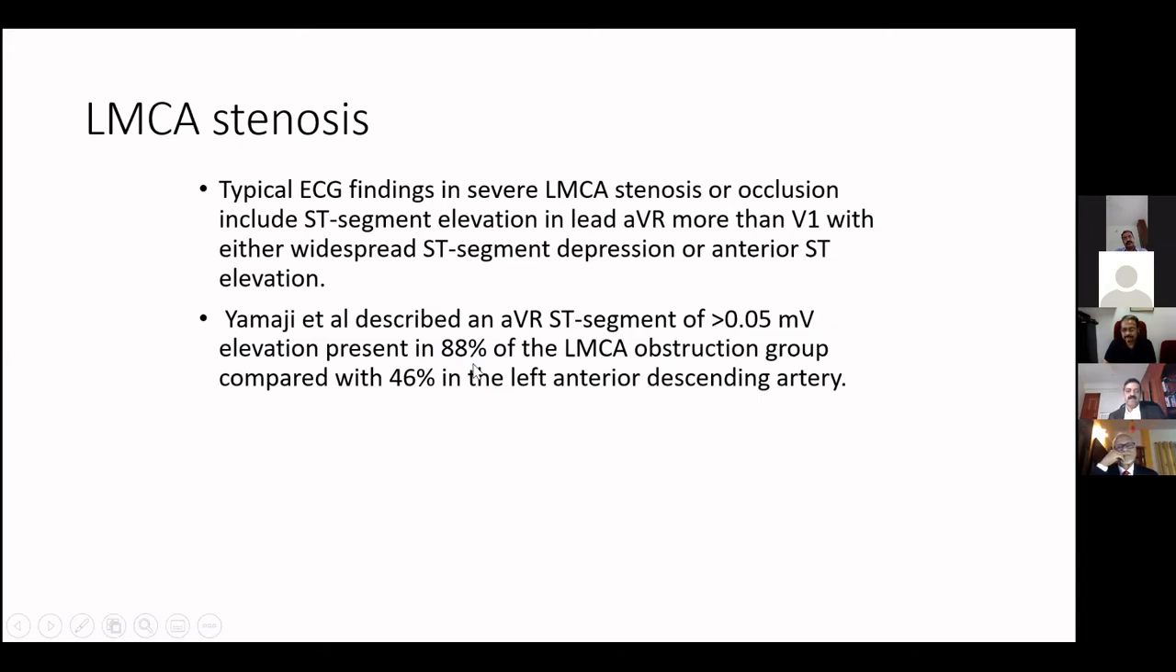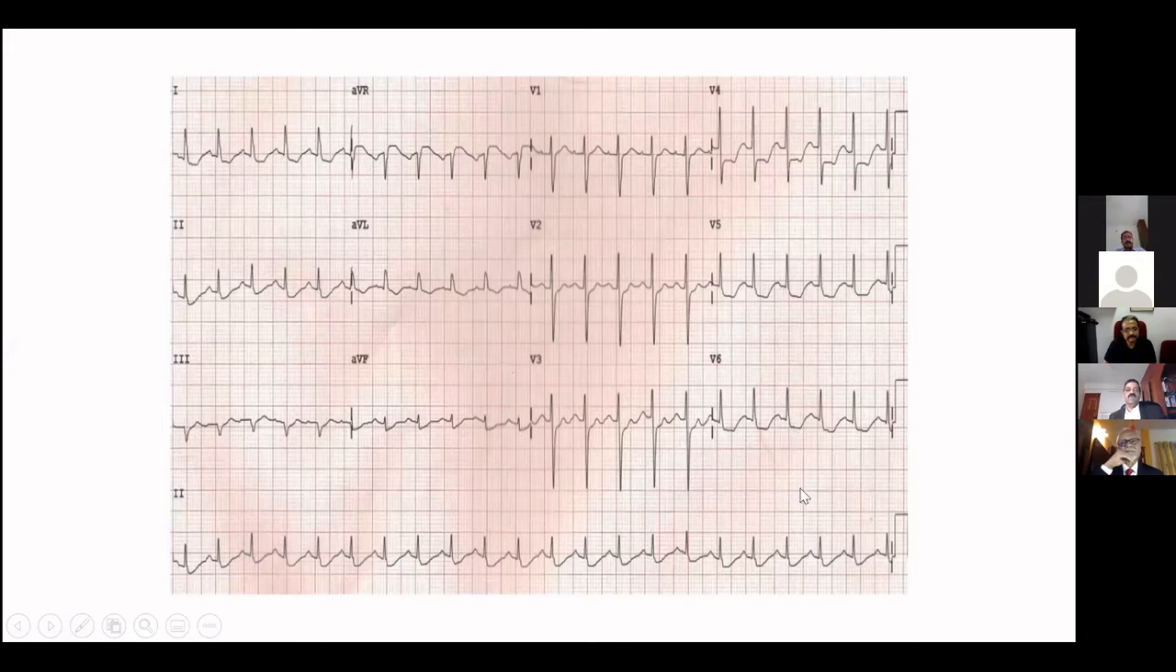So this was what I was talking about, but what I told you is the average of multiple studies. This particular study says these findings are present in 88% of the LMC obstruction group, with 46% in the LAD artery. So this is how an LMC stenosis ECG would look. Of course, the ECG would look similar in what we call LMCA equivalent, where people have severe disease in LAD and LCX without total occlusion. This is an aVR elevation here with multiple leads of ST depression: 1, 2, aVF, aVL, V2 onwards till about V6, so multiple lead ST depression.